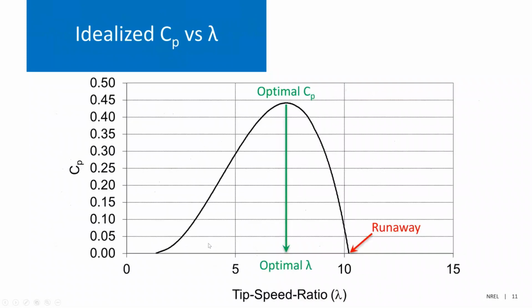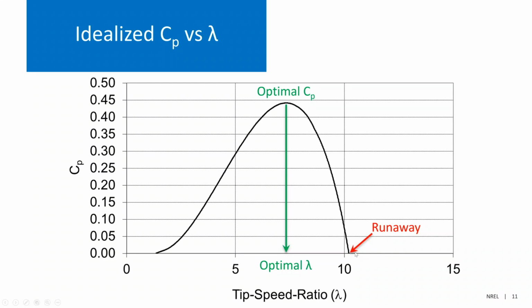So let's look at a CP lambda characteristic. Okay. So this is an idealized CP versus lambda. It's not for any particular rotor. And there's a couple of points I'd like to point out on this curve. First of all, there is an optimal, and the optimal occurs at a particular CP and at a particular lambda. In addition, if you allow the wind turbine rotor to accelerate and tip speed ratio therefore to rise, eventually it will get to a point where it's not generating any power, where CP is 0. And that point we usually call the runaway point. This runaway point is very important for design because that's where the wind turbine is going to go if you don't load it.